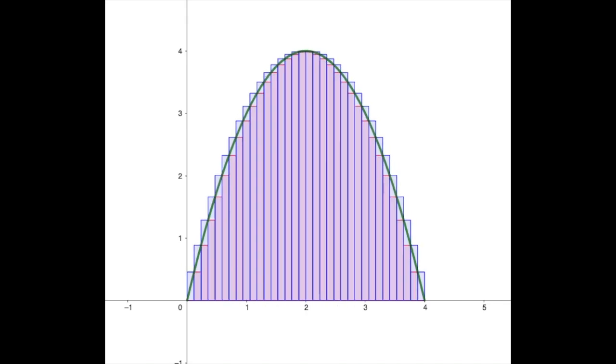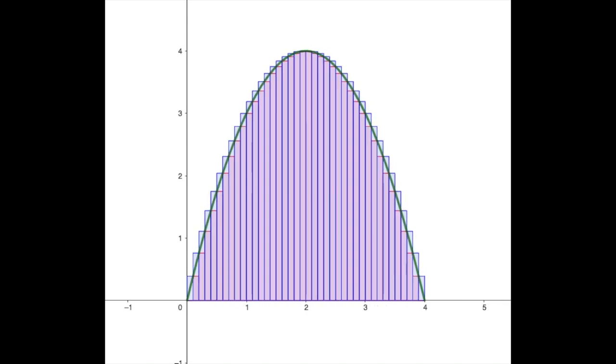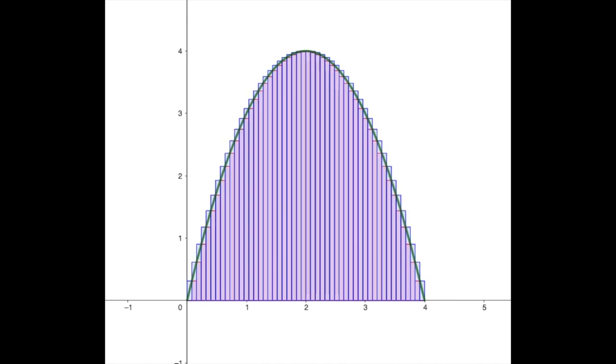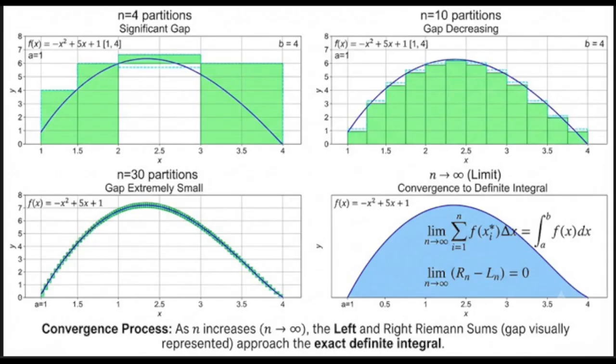As the number of partitions continues to increase, both approximations move closer to each other. Eventually, the gap between them becomes extremely small. In the limit, both converge to the same value, which is the definite integral of the function over the given interval.